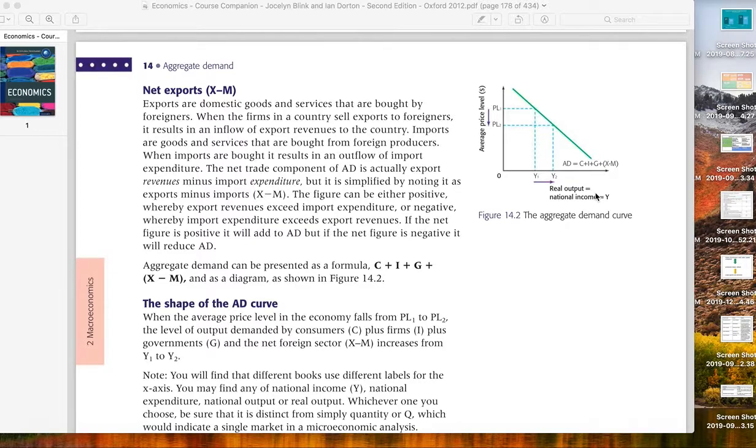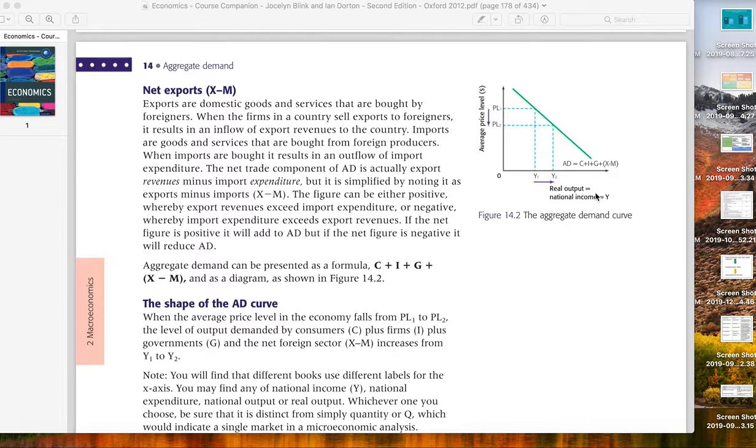Look at the terminology there. It's not selling and buying. It's revenues from exports versus expenditure on imports. And the simplified equation is X minus M. X obviously represents export revenues, subtracting from it M, which is import expenditure. The figure can be positive when you have higher export revenues than spending on imports. It could be negative when it's the other way around.